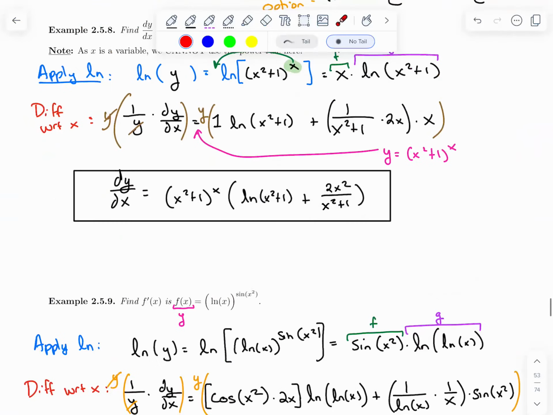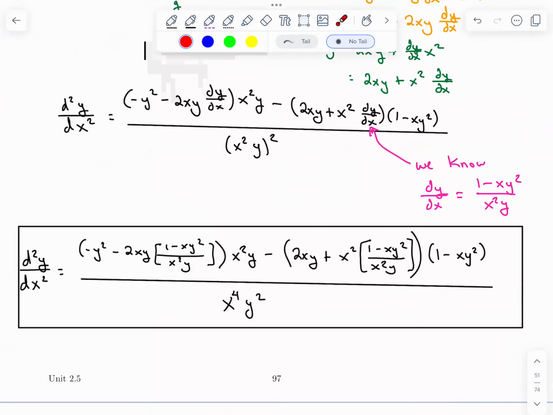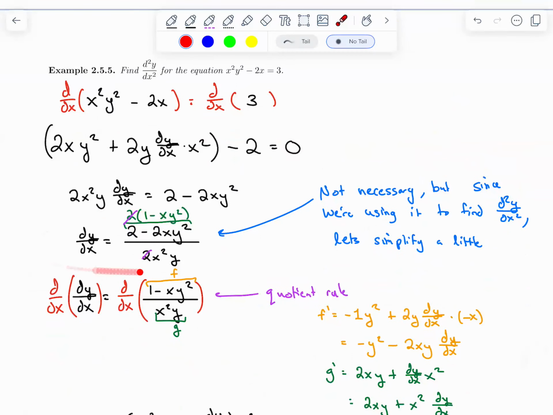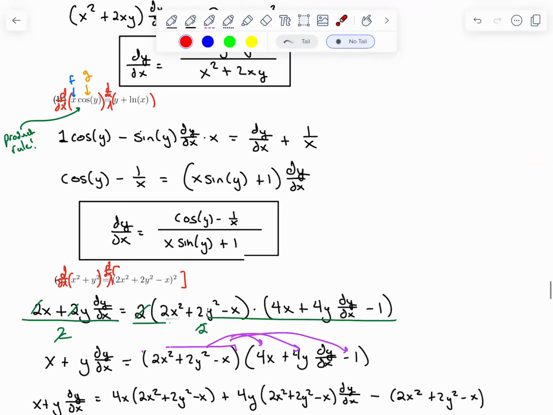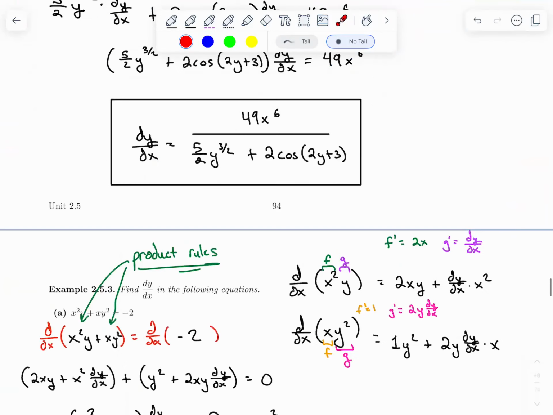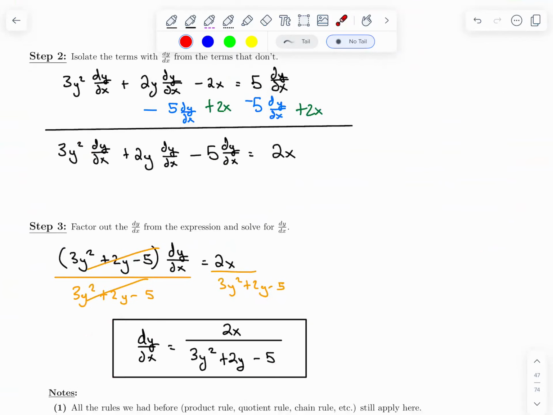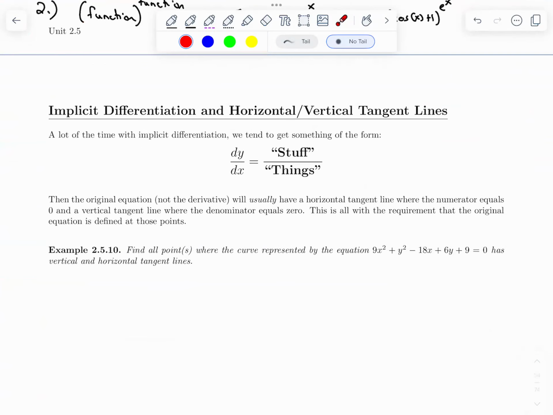So I'm going to scroll back for a second. I want you to notice something for everything previously. This is a quotient of two things. Like it's a fraction. The derivative was a fraction. dy dx was a fraction, every single time. Pretty much every situation with implicit differentiation ends up being a quotient of two things. So usually you get something like stuff over things.